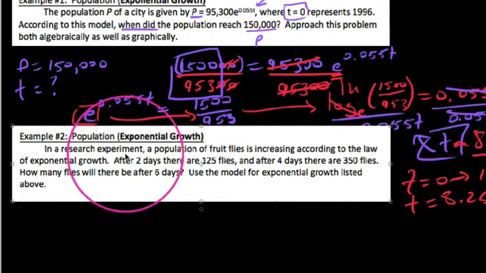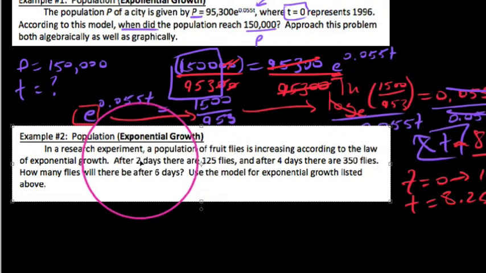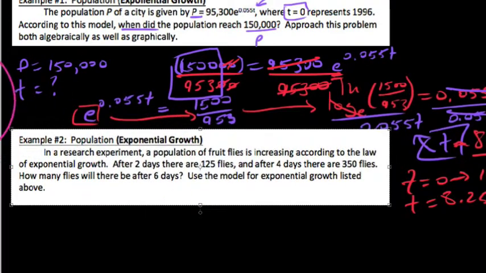We can maybe make a graph of their data over time and observe this. So we want to come up with a model, but all we know is this: after 2 days, maybe a really poor science experiment, you should probably know this, but if we only knew that after 2 days there were 125 flies and after 4 days there were 350 flies, we want to be able to answer questions like how many flies there are going to be after 6 days.